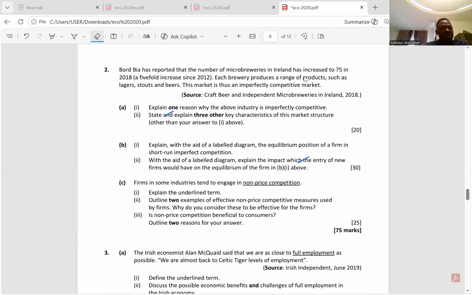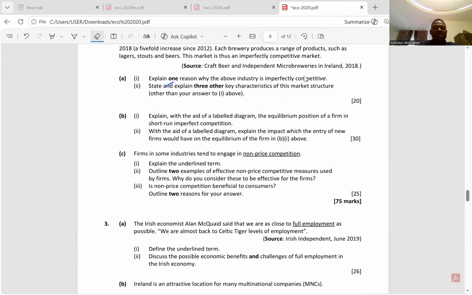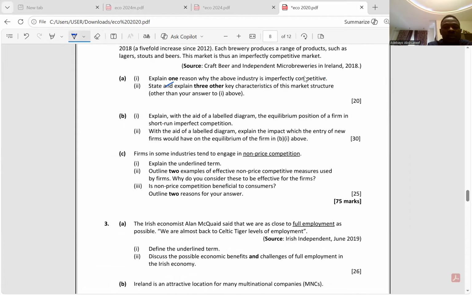For B2, they said, explain with the aid of a labeled diagram the equilibrium position of a firm in short run imperfect competition. In an imperfect competition, in the short run, firms make supernormal profits. So I'm going to draw a graph. This is a supernormal profit graph in the short run. I'm going to draw it, then you can find it on my YouTube channel. So firms will make supernormal profits.